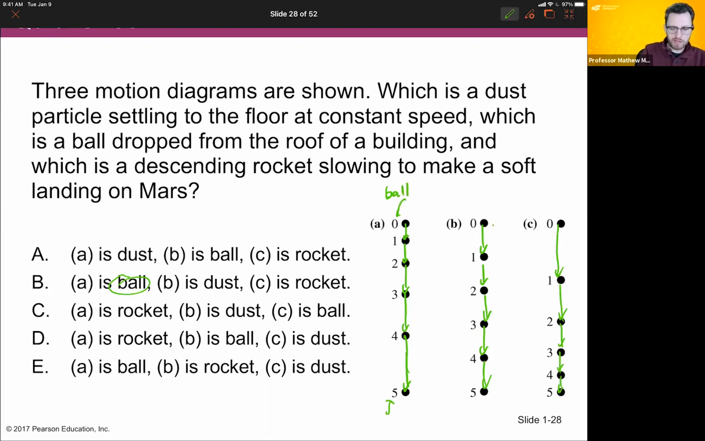Here we see that the length of these vectors is the same between each successive point. So that's constant speed. So this is my dust particle falling at a constant speed. And here we see the length of that velocity vector shrinking. And so this has to be the rocket coming to the soft landing on the surface of the planet here. So B is our correct answer.